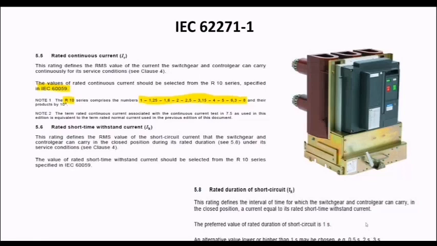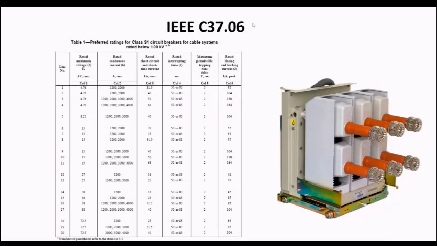So let's go to IEEE C37.06. Here the selection is very straightforward. Table 1 in this standard shows you how to select the rated continuous current and the rated short circuit current as well. The selection is based on the system voltage range. For example, 4.76 refers to 4.16 kilovolt. The range here is from 1200 to 4000 amp, and you find other ratings in between, like 2000 and 3000 also. And the rated short circuit current can be, for example, from 31.5 up to 63.